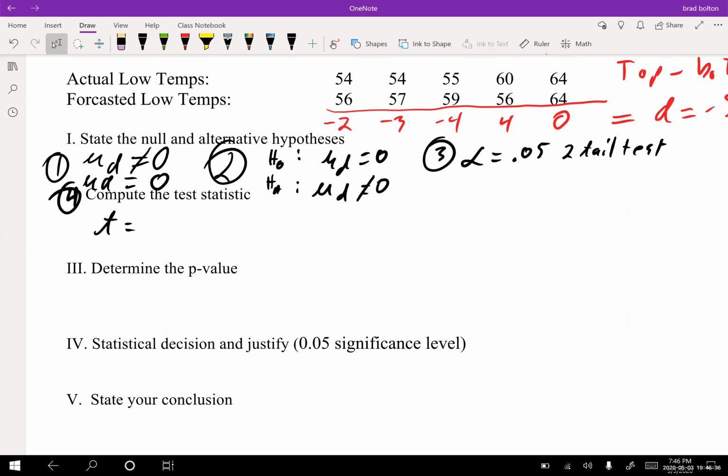Then they want to know x bar. Well, we don't have an x bar, but we have d bar, and d bar is x bar for this new sample. So we know that it's -1. The standard deviation, well, we did not find that. So I've got to go back out of here, go STAT, Edit, and put this list in. So I'm going to do -2, -3, -4, 4, and 0.